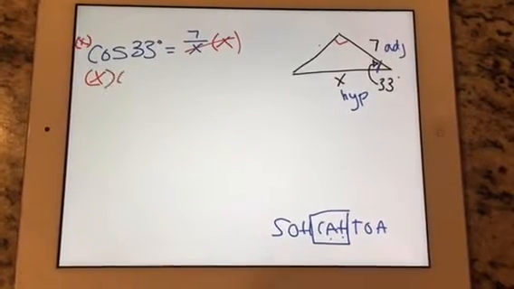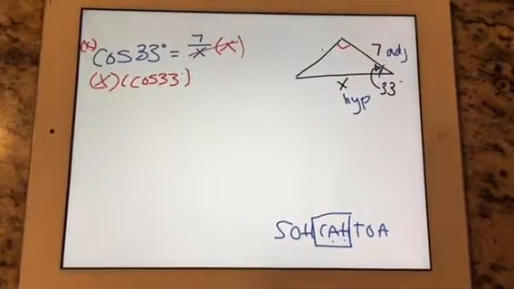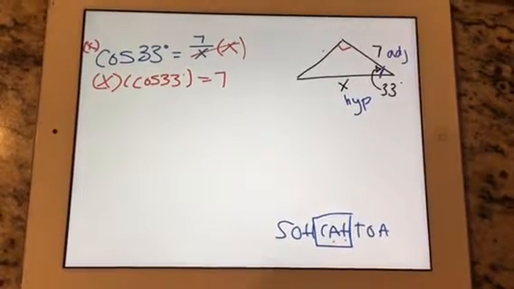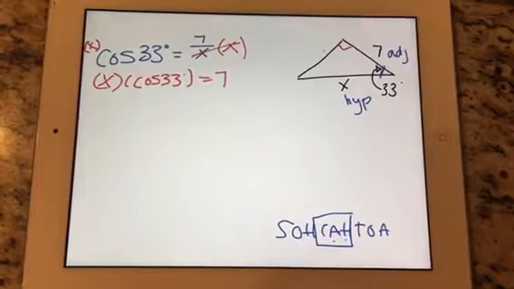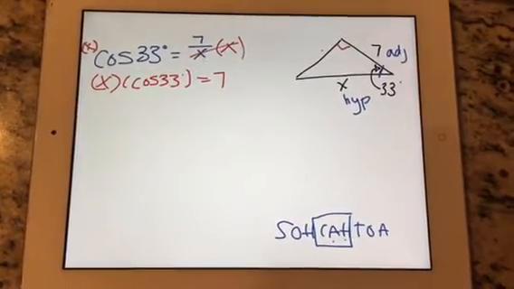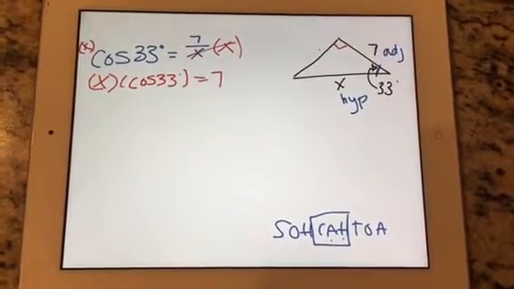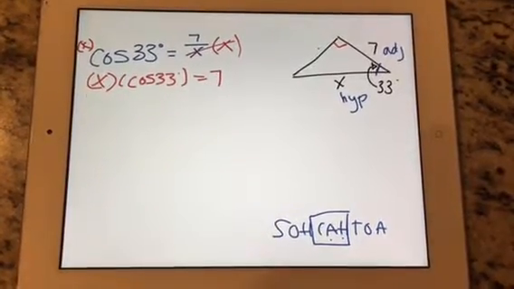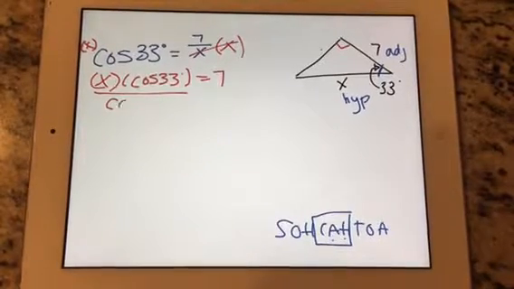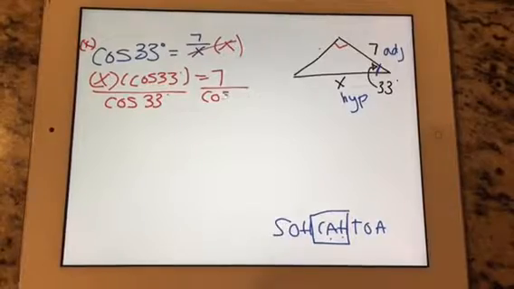So now I have x times cosine of 33 degrees equals 7. x is not all alone here. But remember, cosine of 33 is just a number. So if I have a number multiplied by x and I need to get x all alone, how can I get rid of that number? Yes, by division. Thank you, you geniuses. So I'm going to divide both sides by cosine of 33 degrees.